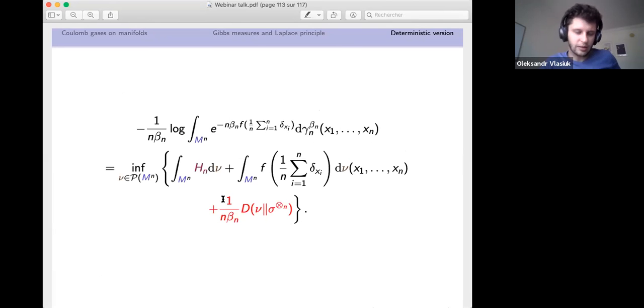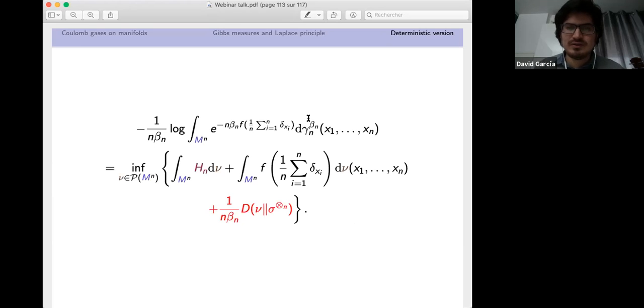I was wondering, maybe this is a silly thing, but it seems the rate n beta_n is not very important. You could have taken any sequence that goes to infinity, so basically it doesn't really matter how you approach zero temperature, does it? The way n beta_n grows defines how you're cooling down. Yeah, but this is in gamma_n also. So it is important, because it is in the definition of gamma_n.